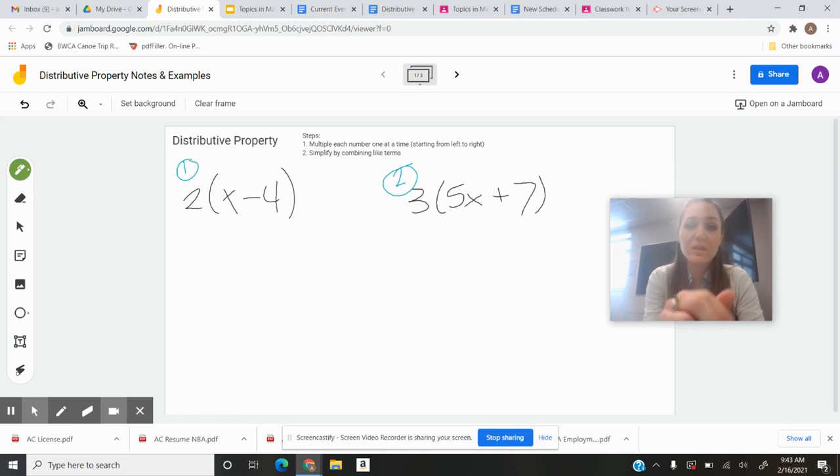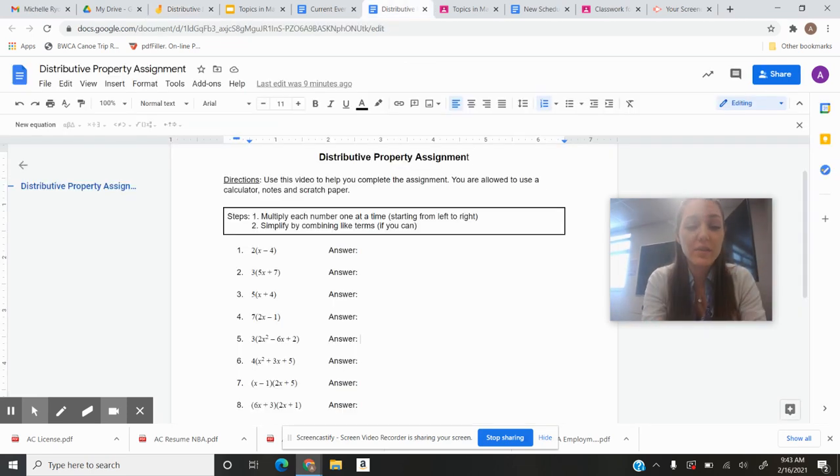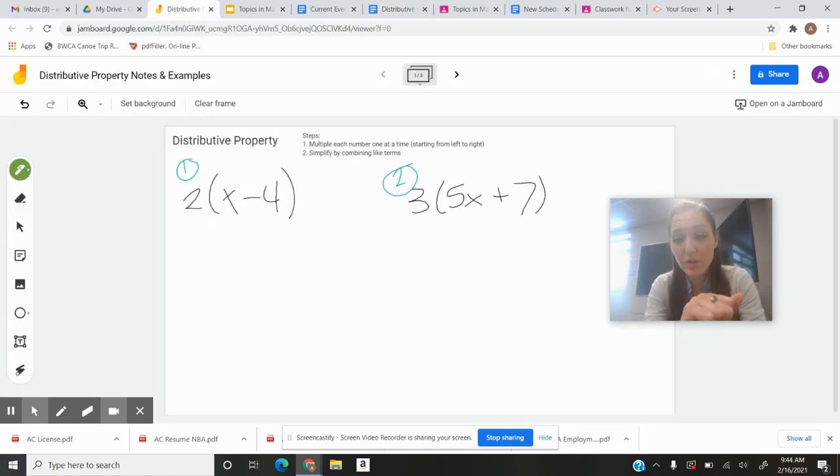You are allowed to use a calculator, notes, and scratch paper on this assignment. And if you forget the steps as you're working independently, I have them listed right here. And you can always refer back to this video or call or text my Google Voice phone number, email me, or stop into the Google Meets.